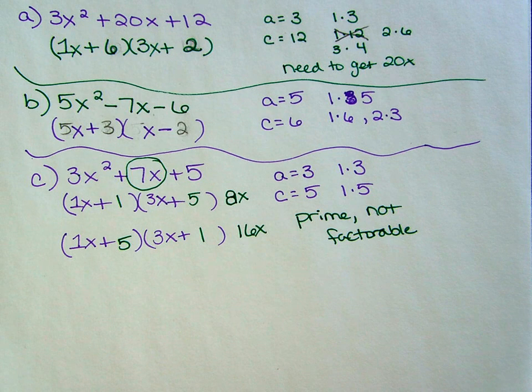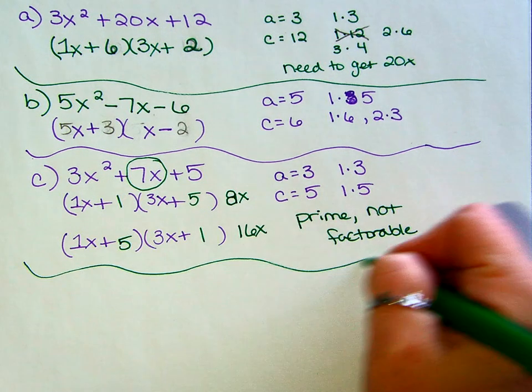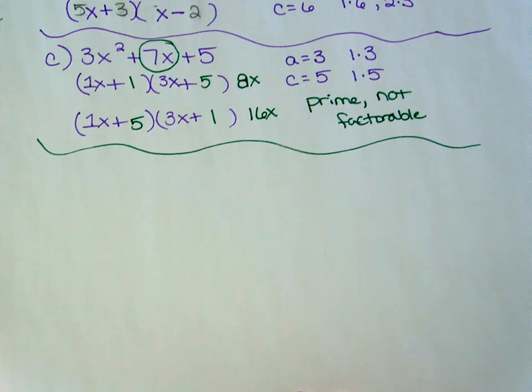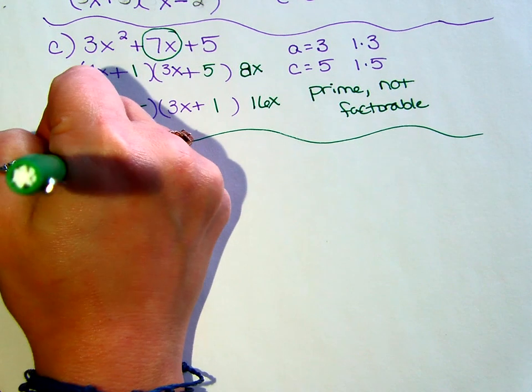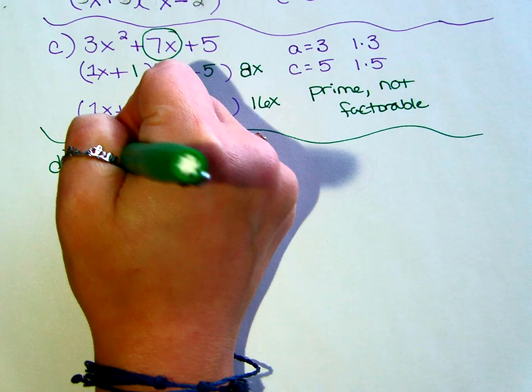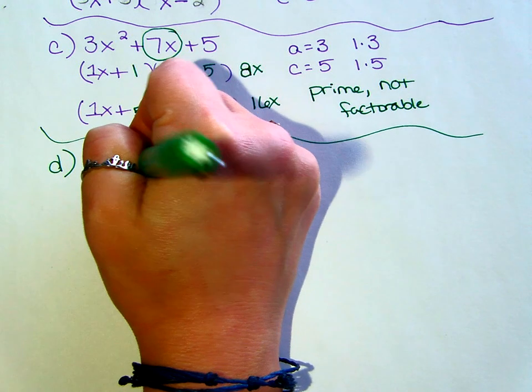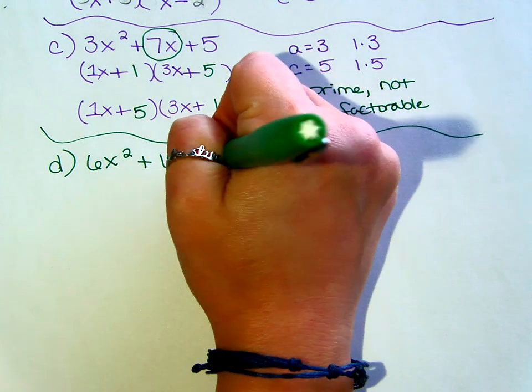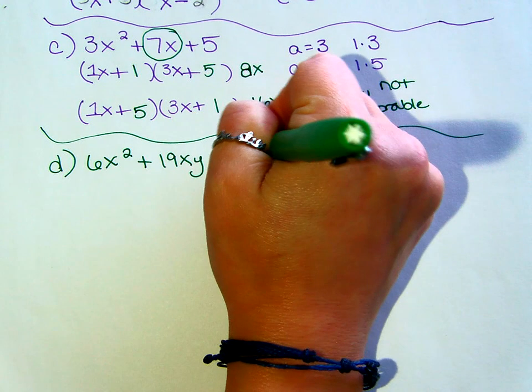Okay, we're going to do one more, and then we're going to learn how to factor by grouping. D, we have 6x squared plus 19xy plus 3y squared.